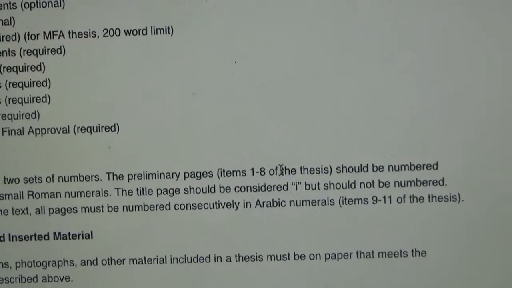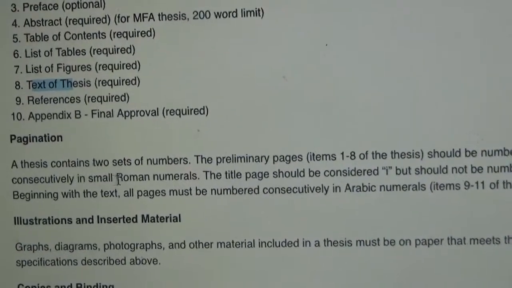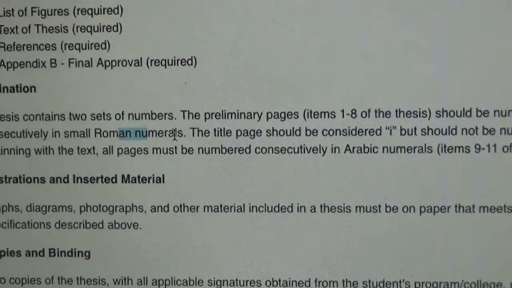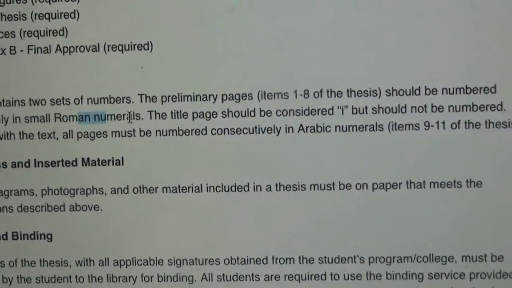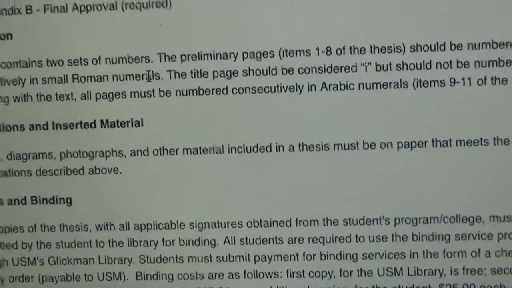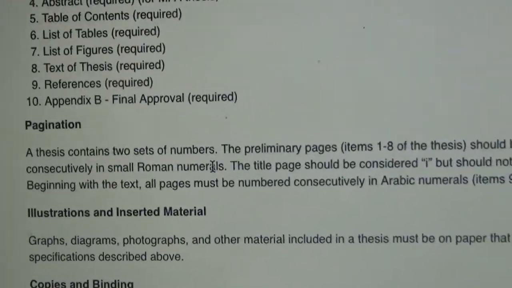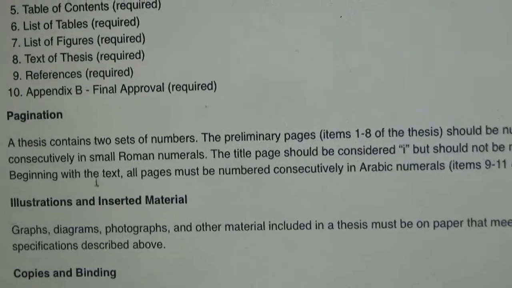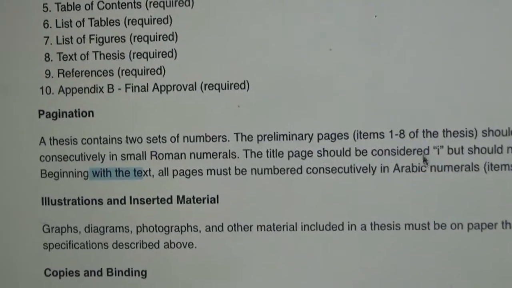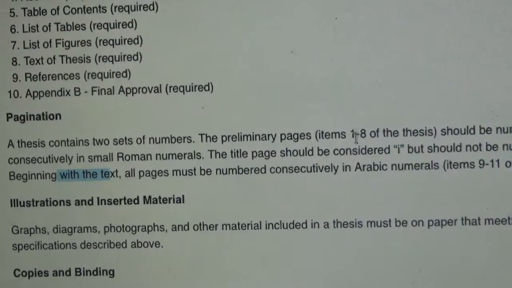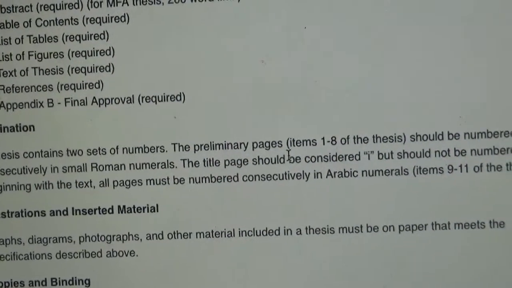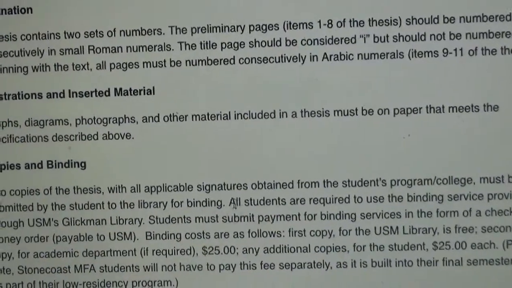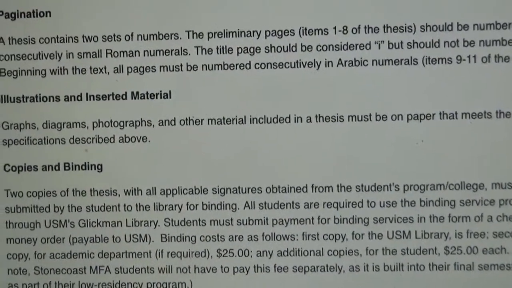preliminary items 1 through 8 should be numbered consecutively in small Roman numerals. So I actually had my whole paper in Roman numerals, and didn't. And Dr. Timberlake saw that and told me that it should be Arabic, and then the next sentence they talk about beginning your text in Arabic, so they actually contradict themselves in this. But anyway, and then you have to bind it down here. That's why you have to have your 1.5 left margin.